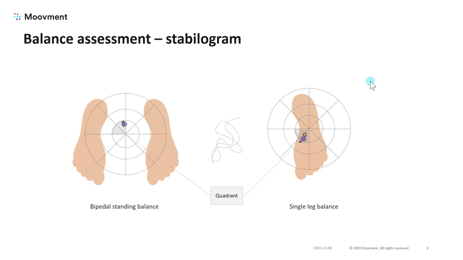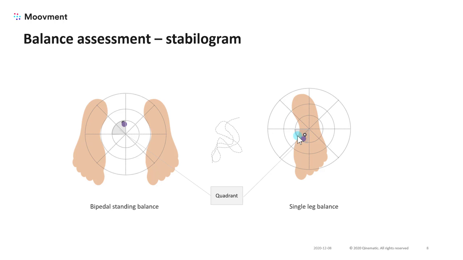The measures we use in movement involve following the pathway of the center of mass over time. In the case of this single leg balance, it starts at the white dot and follows this black path, and then we measure the position where the person spends most of their time.